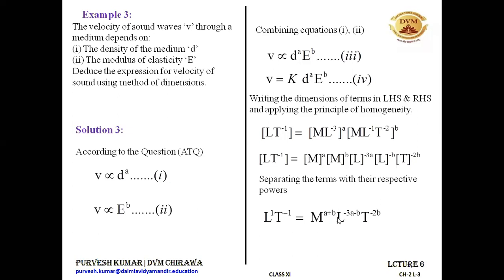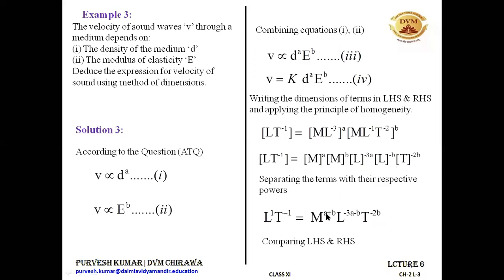All right. Now we have to compare the powers in the left hand side and the right hand side. So we can write A plus B equal to 0 because no mass term is involved in the left hand side. Also minus 3A minus B is equal to 1. L is having power 1 in the left hand side and towards the right hand side it is minus 3A minus B. And T is having power minus 2B towards the right hand side, and that has to be equal to minus 1 because the power of T is minus 1 in the left hand side.